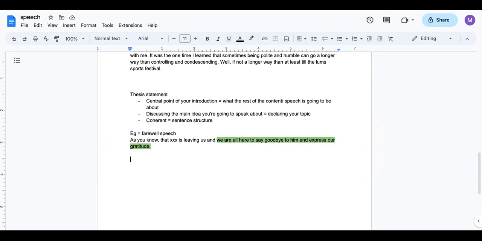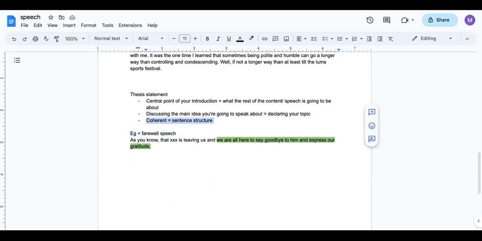That is what they mean by the thesis statement: you summarize what you are going to be talking about, what's going to happen in your speech. That is just what your thesis statement is. When I say coherent, it just needs to sound a little professional.